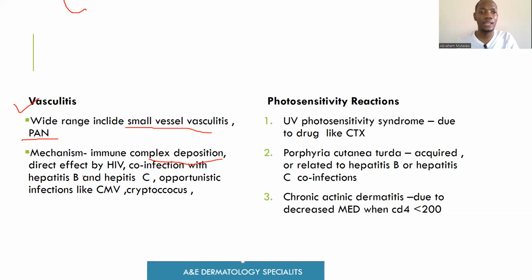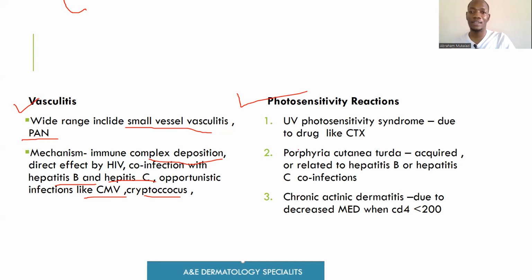But also, HIV can also occur with other infections, including hepatitis B and hepatitis C, and other opportunistic infections like CMV and cryptococcal infections that can also exacerbate the vasculitis, because even them, in their pathomechanisms, they have vasculitis implicated. Then the other condition that we see is what we call photosensitivity reactions.